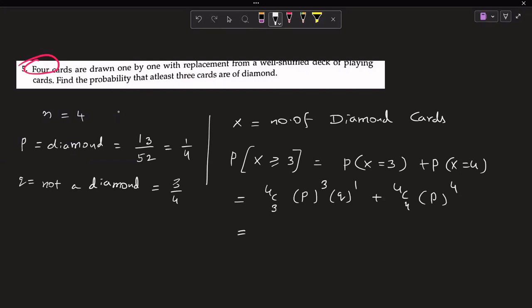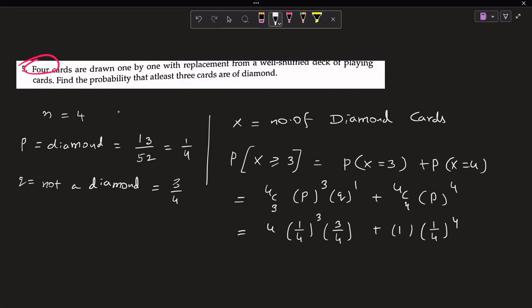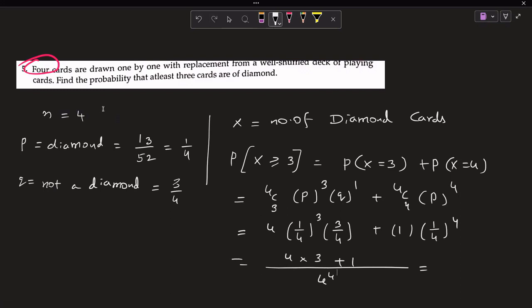So 4C3 means 4. This is 1 by 4 power 3 into 3 by 4. Plus 4C4 is 1 and probability P is 1 by 4 whole power 4. So overall the denominator will be 4 power 4 and here 4 into 3 plus 1. So 12 plus 1 is 13 out of 4 power 4. 4 power 4 is 256. This is the answer of the question.